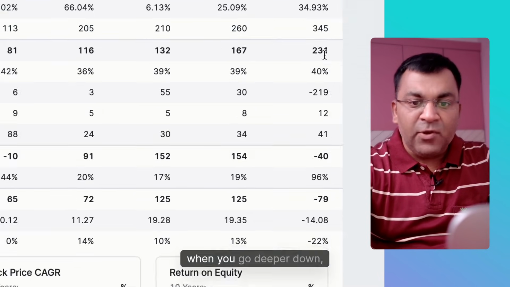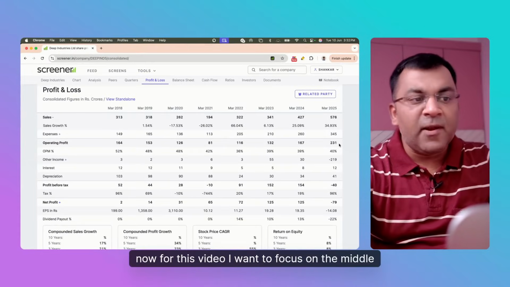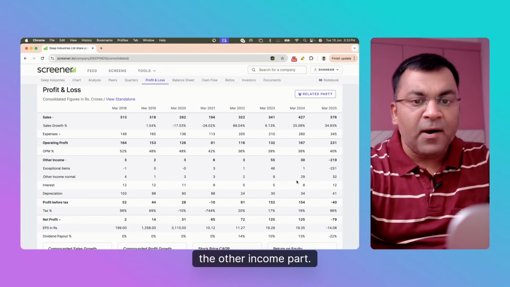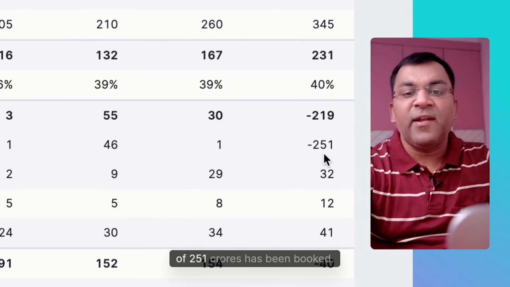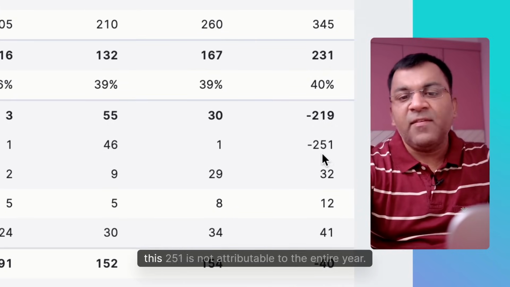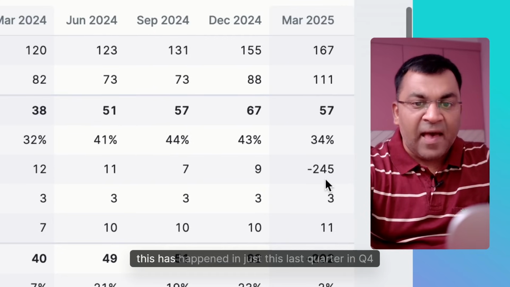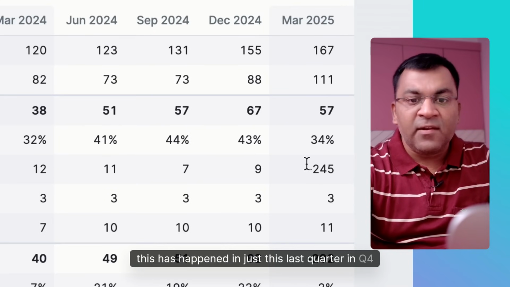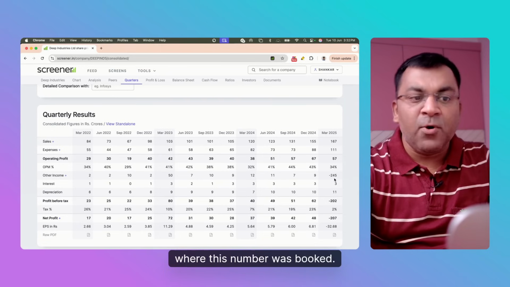But when you go deeper down, you really see where the gaps are. Now, for this video, I want to focus on the middle part, especially the other income part. As you can see here, an exceptional loss of 251 crores has been booked. This 251 is not attributable to the entire year. In fact, it happened in just the last quarter, Q4 of FY25, where this number was booked.